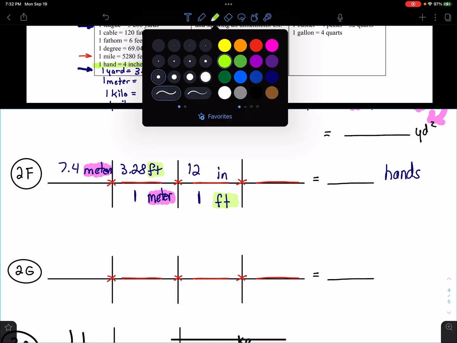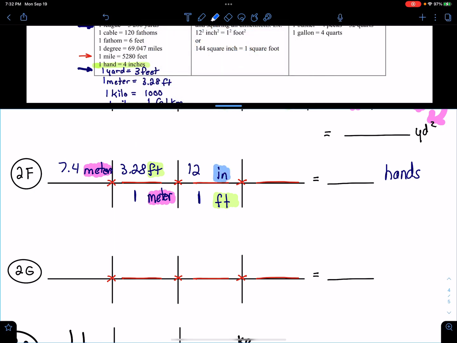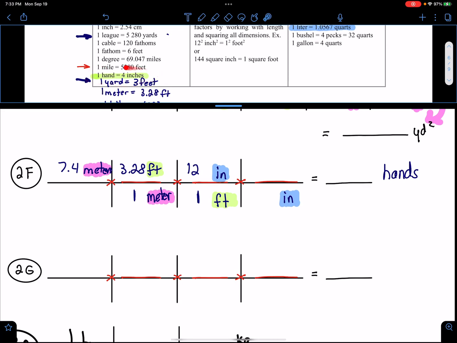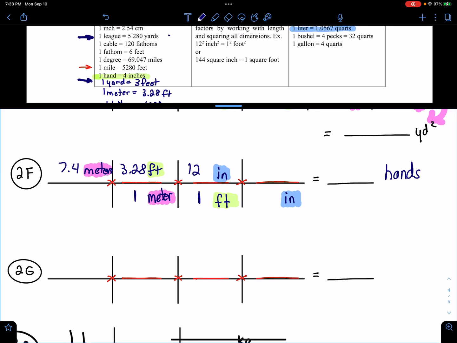So let's change our color. You've got inches here. That means inches has to go down here. And now all of a sudden, do you see this? Look, right there. 1 hand, 4 inches. So I'm going to put here 4 inches, 1 hand, and now we're just left with multiplying and dividing this thing out.